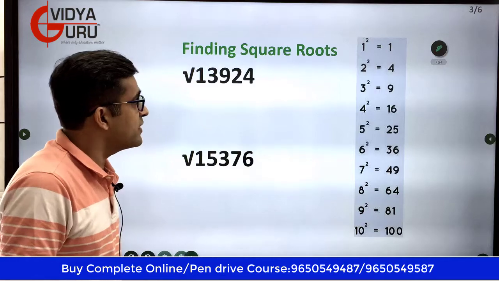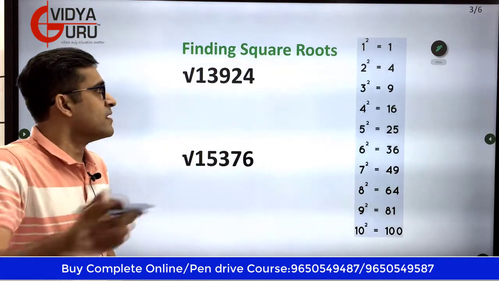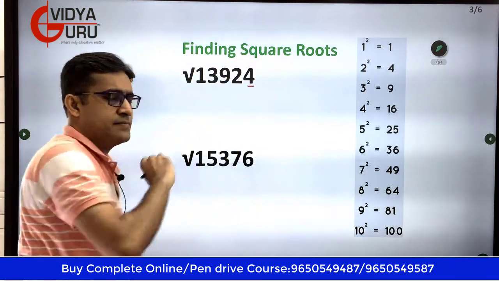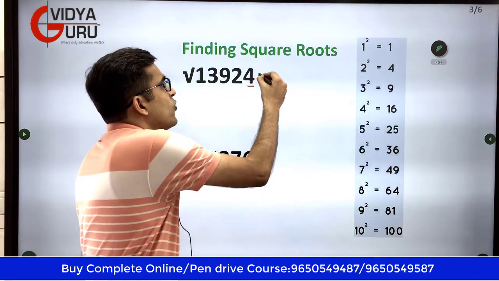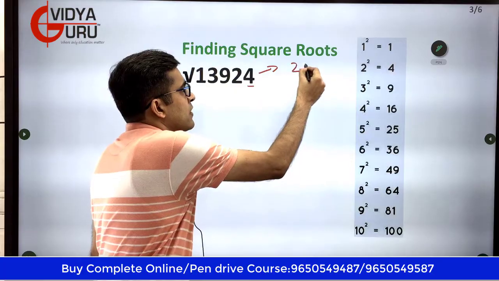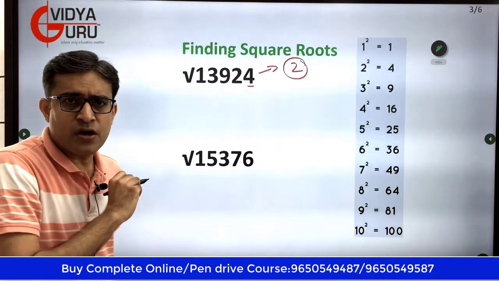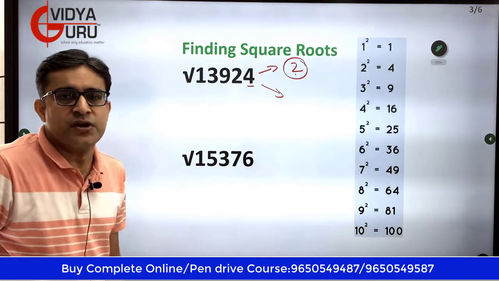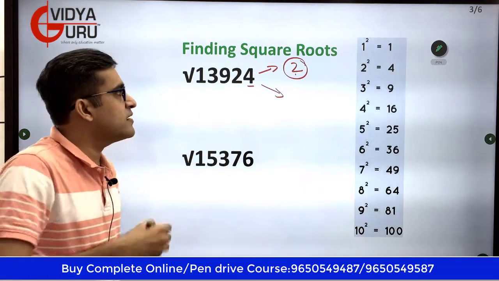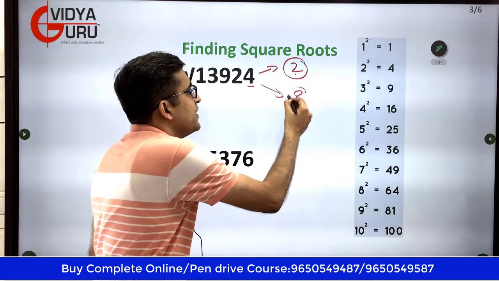Now let's do a little bit more practice. Let's look at the units digit. Students, how can 4 appear? 4 can appear because 2 square is 4. Sure. So I know if one possibility of the unit digit is 2, then the other has to be 8.